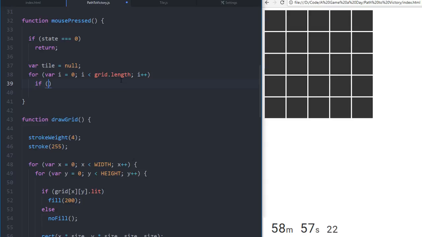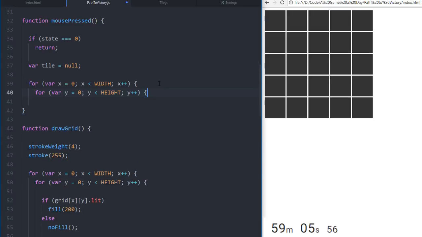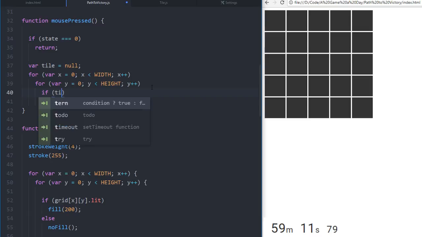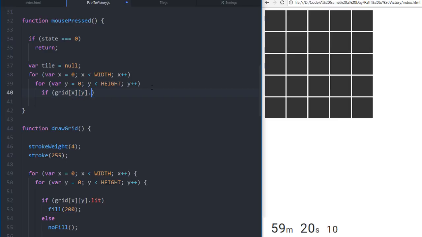We say if grid. Okay, we need to do it this way. We'll just do it like this. That's honestly easier. We'll just say if tile, not tile, grid of x and y dot.